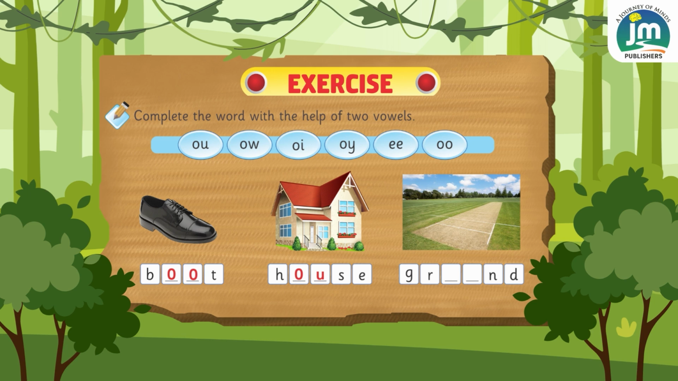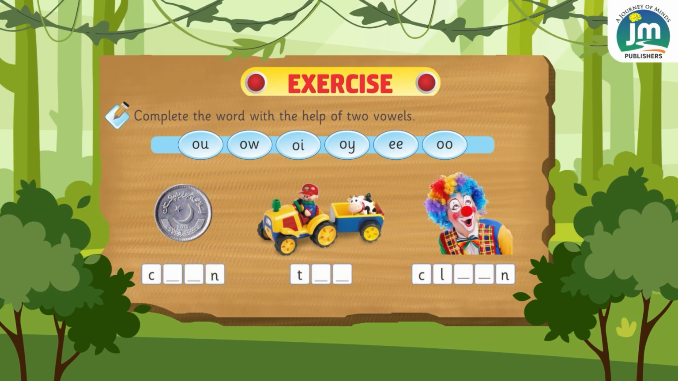Picture number 3, look, what is this place? The word is ground. GROUND. Ground. We use OU. Say with me, ground.